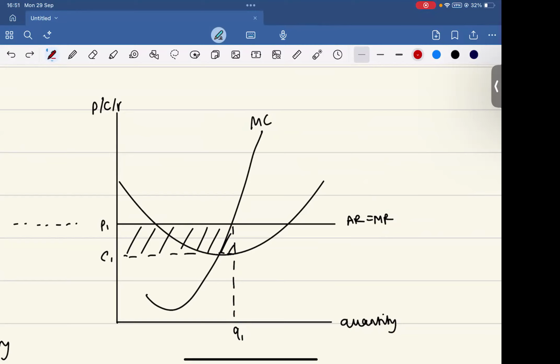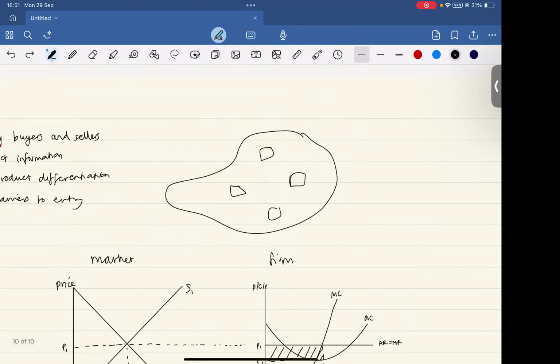And lastly, productive efficiency happens at the bottom of the average cost curve. So the bottom of the average cost curve is where marginal cost cuts. So that would have been productively efficient. So they're really close to it. Their costs are definitely low looking at the diagram, but they're not at the exact minimum point of the average cost curve. Okay, cool. Next question.